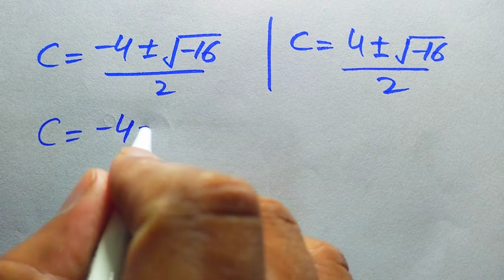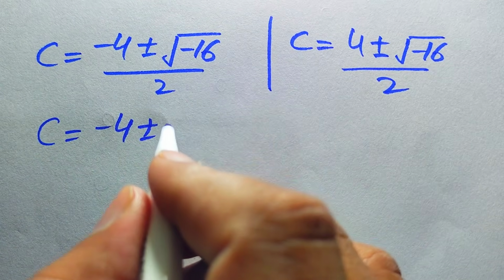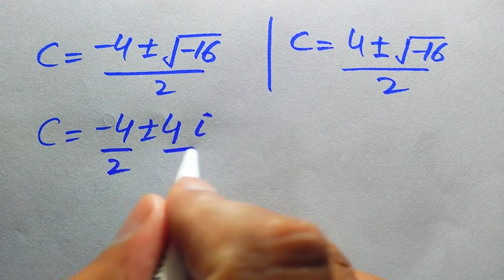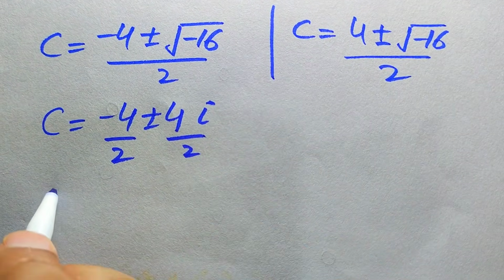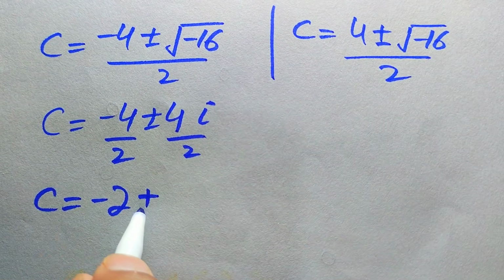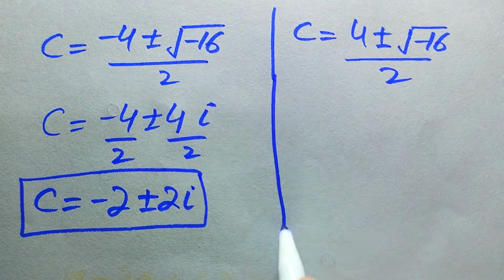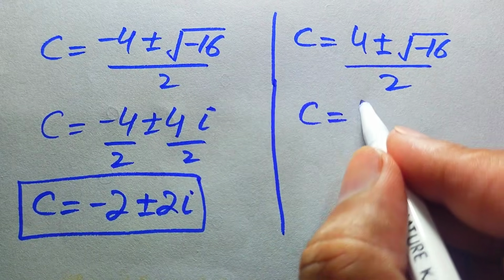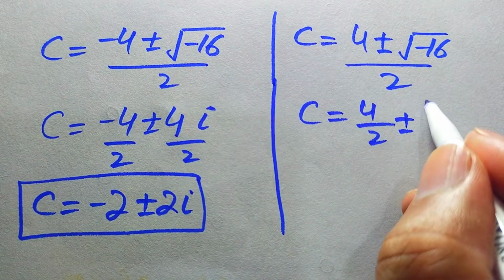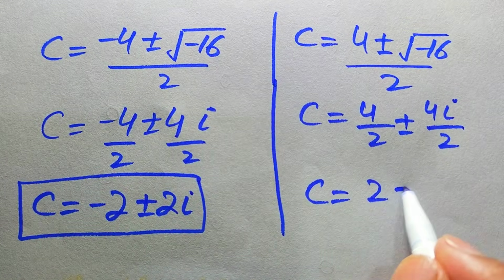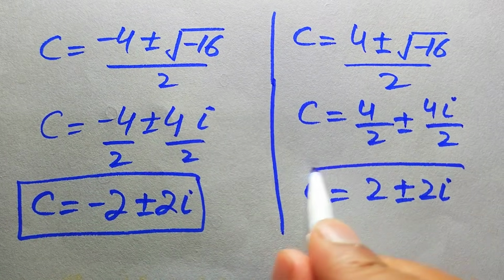So we get here minus 4 plus minus. We know that square root of 16 becomes 4 and square root of minus 1 becomes iota. And we write these two separately on both of these values, and we get c equals minus 2 plus minus 2 iota. These are the two complex roots, and from here we get c equals 4 over 2 plus minus 4 times iota divided by 2, and again we get 2 plus minus 2 iota.